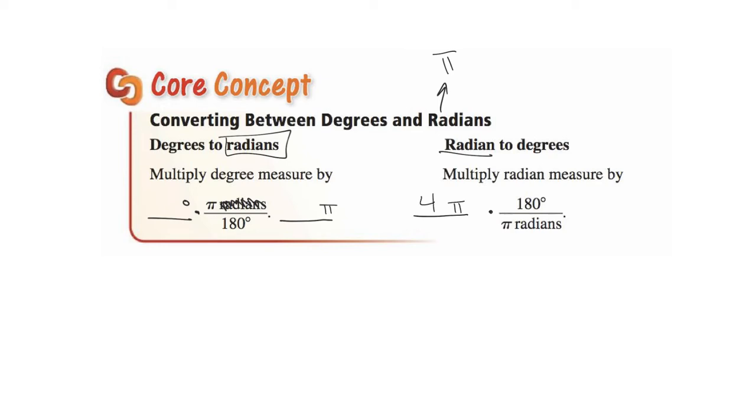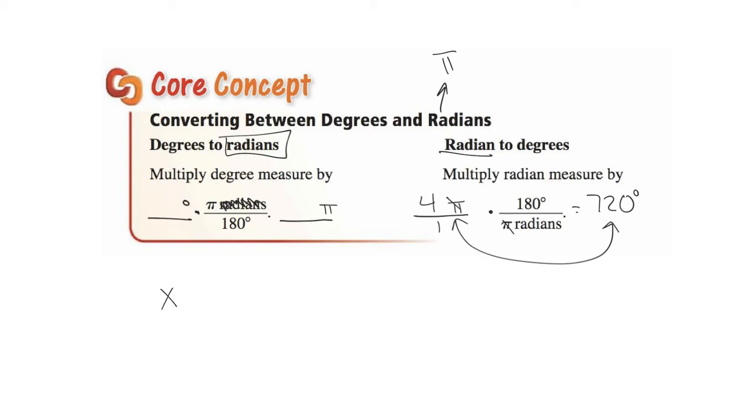Say, we could say 4 pi for an example. We go through, it cancels out when we multiply across, and you have 4 times 180, which is 720. So 4 pi and 720 degrees are identical. All right, so make sure you have these in your notes.